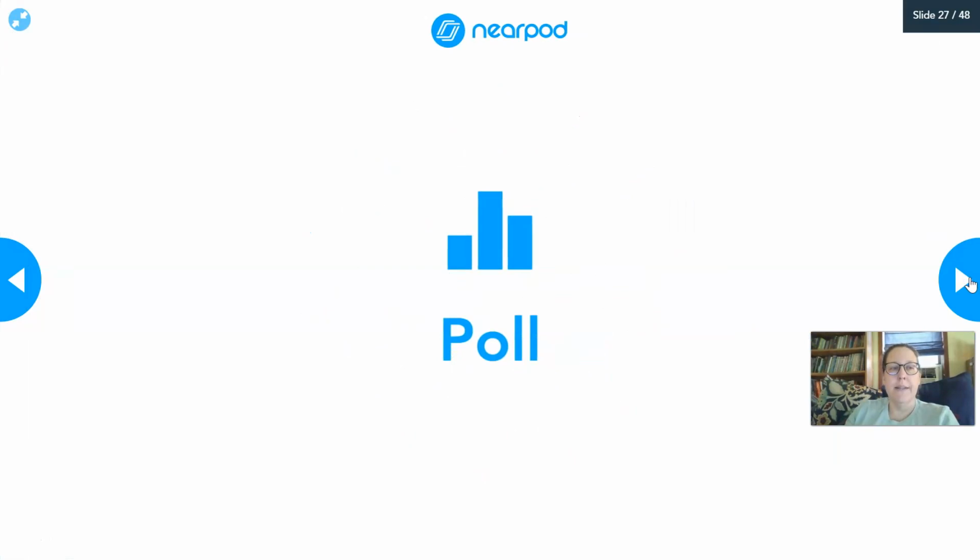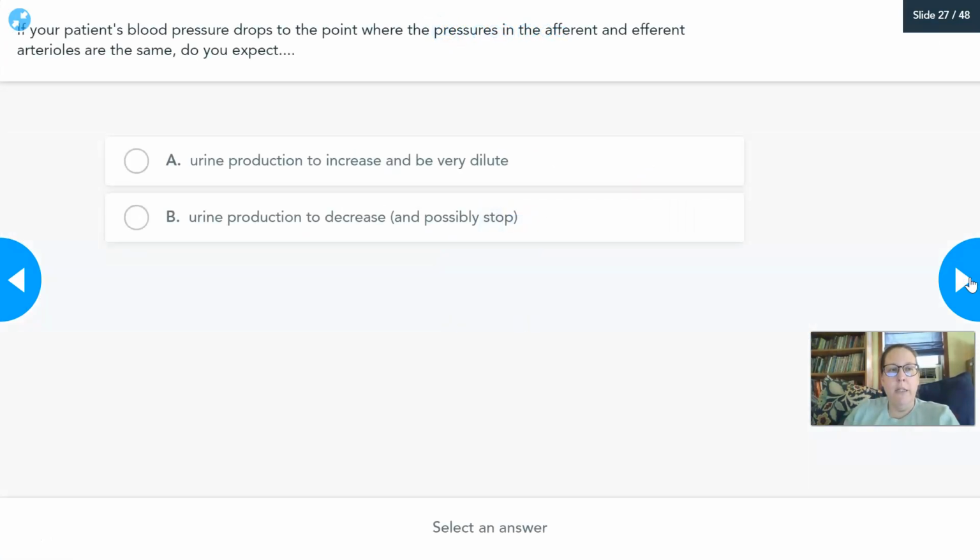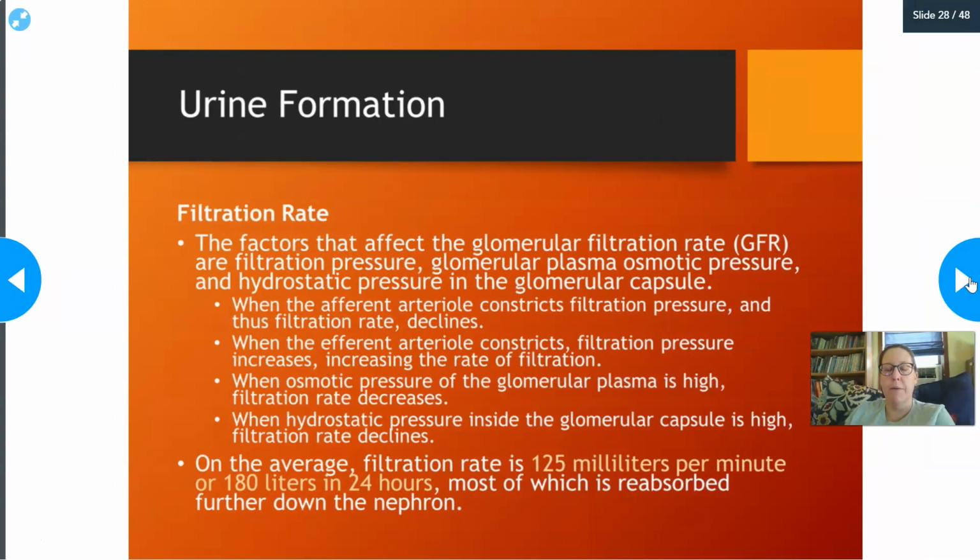All right. And then the next question. If your patient's blood pressure drops to the point where the pressures in the afferent and the efferent arterioles are the same, so now we have diameters the same, pressures the same, what would happen? Urine production will increase and be very dilute, or urine production will decrease and possibly stop. Which of these two scenarios would happen?